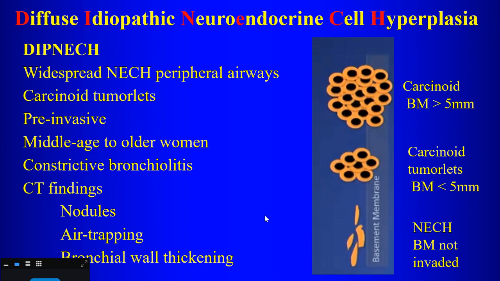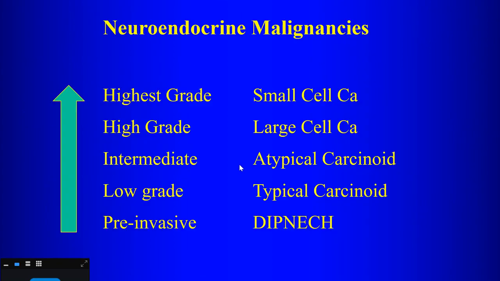If you have these carcinoid tumorlets that actually invade the basement membrane, then you're getting into actual carcinoid tumors themselves. But DIPNEC is just hyperplasia without marked invasion of the basement membrane. So there's kind of a spectrum here when we're dealing with these carcinoid type lesions. Pre-invasive would be DIPNEC, low grade, typical carcinoid, intermediate, atypical carcinoid, high grade, large cell neuroendocrine tumors, and then the highest grade is small cell cancer.